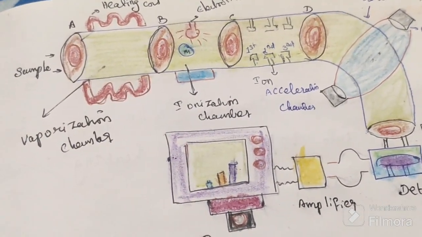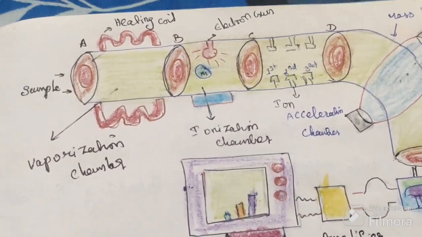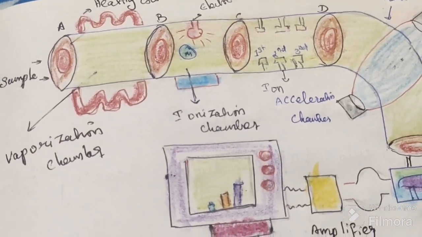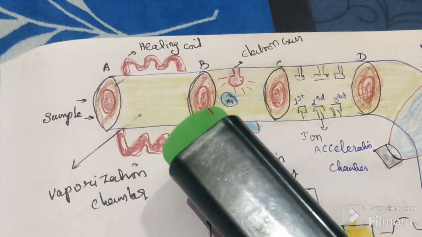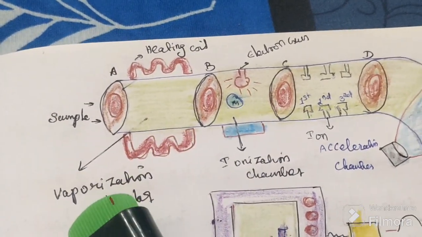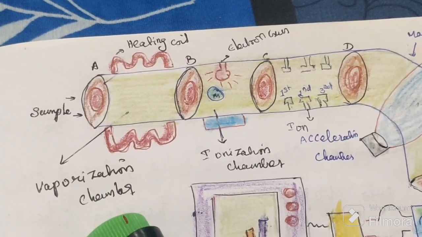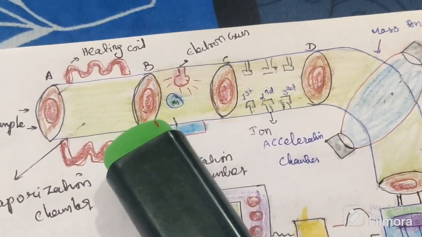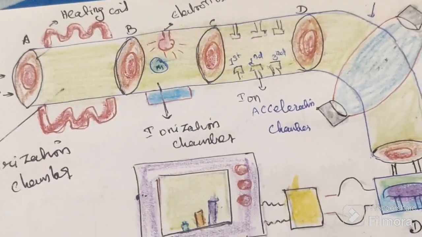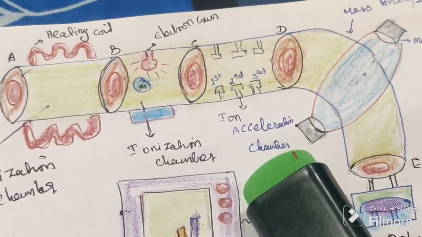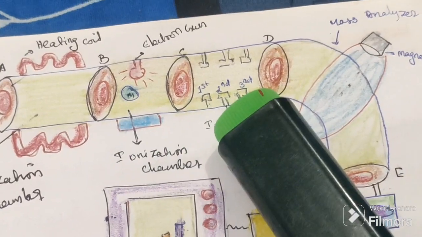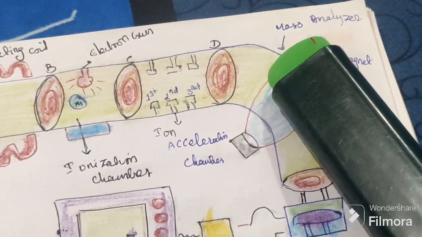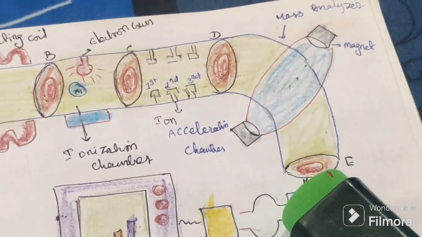Now coming to the various chambers. The first chamber is called the vaporization chamber. It is present between slit A and B. The second chamber is called the ionization chamber, presented between slit B and C. The third chamber is the ion acceleration chamber, presented between C and D. Next is the mass analyzer, presented between slit D and E.